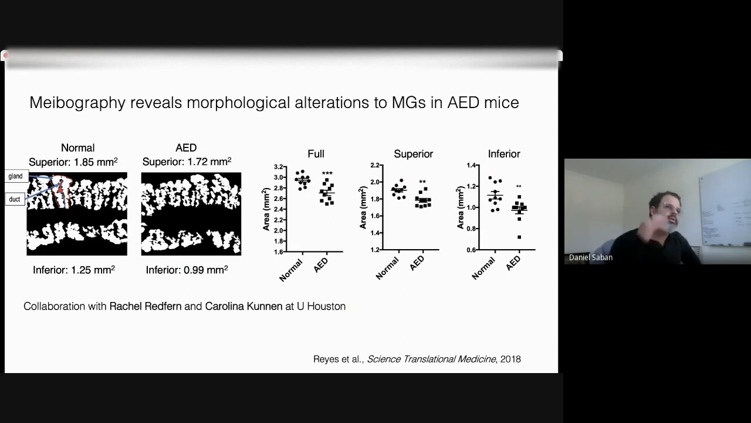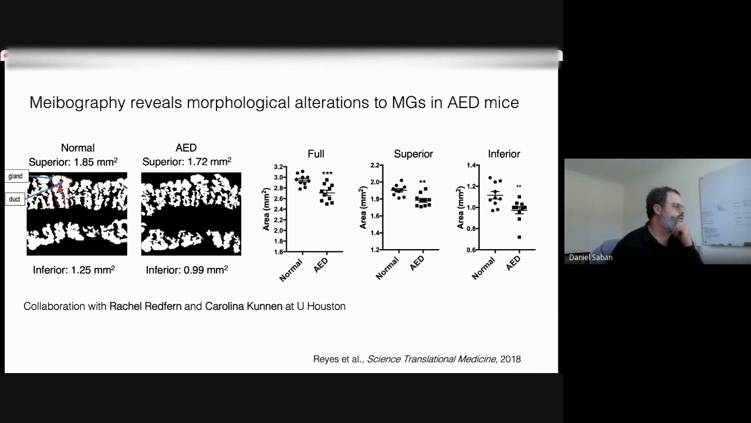The other thing is, when we started showing our plugging data to some of our colleagues that were experts, we weren't experts in MGD, they said, okay, it's interesting. It looks like you have some kind of tissue at the lid margin of the eyes of these mice, but what's going on in the gland? So we teamed up here with Rachel Redfern and Carolina Coonan. I believe Coonan is no longer at Houston. But they were doing some imaging, near-infrared imaging, meibography in mice. So we asked them to take a look at our lids from these AED mice.